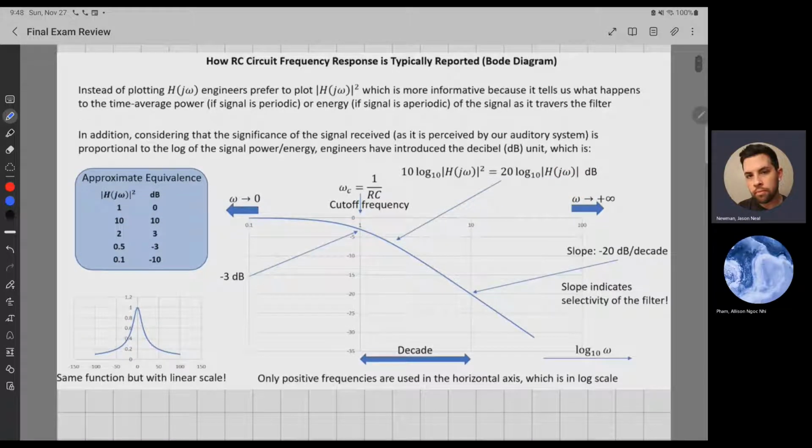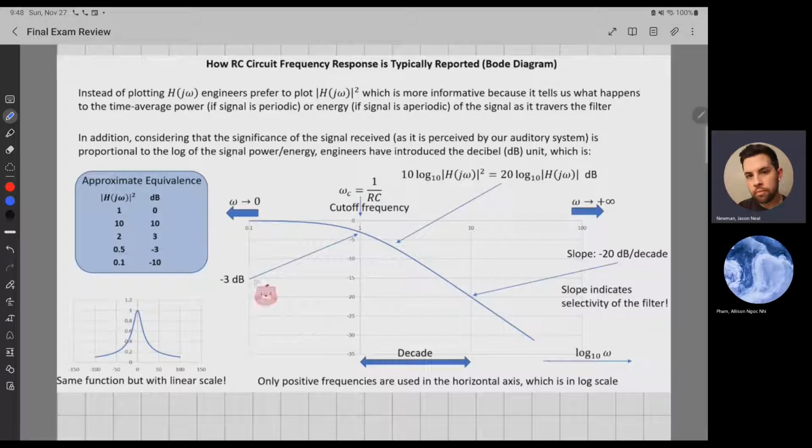Anyways, this is the Bode diagram, which you guys know. Here's the negative 3 dB cutoff frequency, and this is the slope at negative 20 dB per decade, and the slope indicates the selectivity of the filter. So if you had a slope that was negative 40 dB, for instance, it would cut down even further, it would be a sharper slope, and all of this would basically get cut off. It would just make your filter more selective, right?